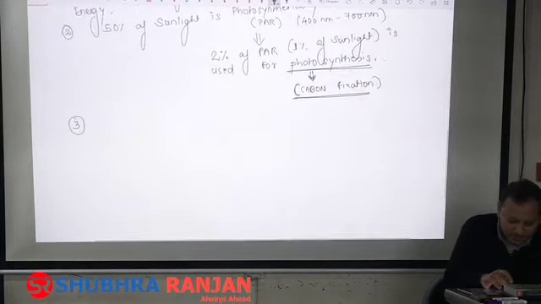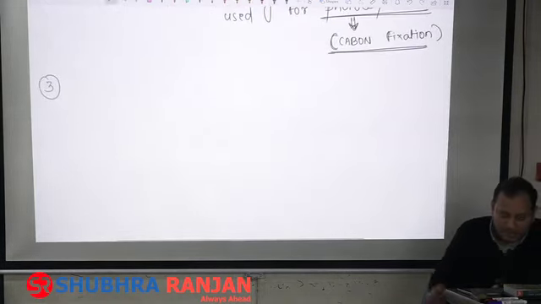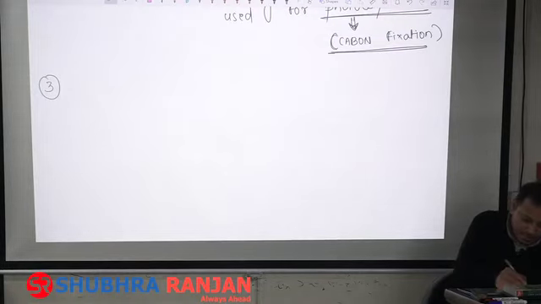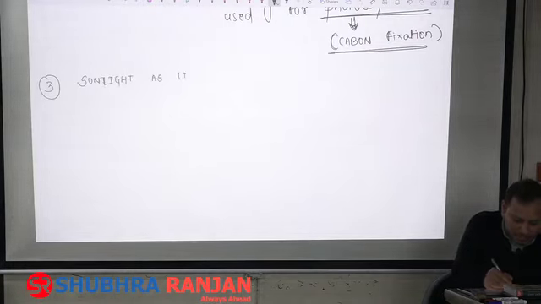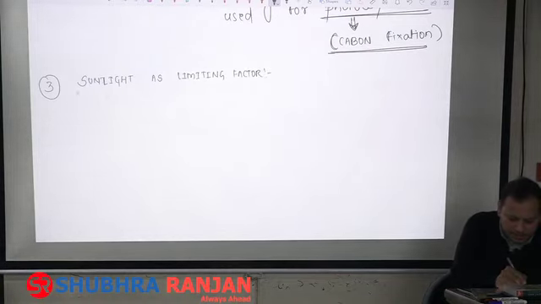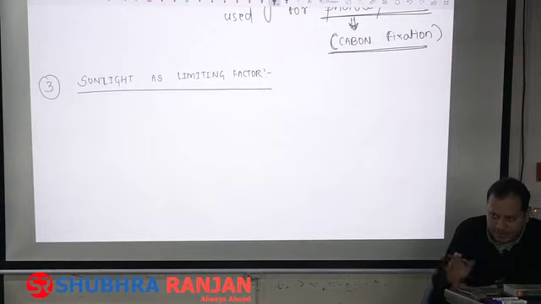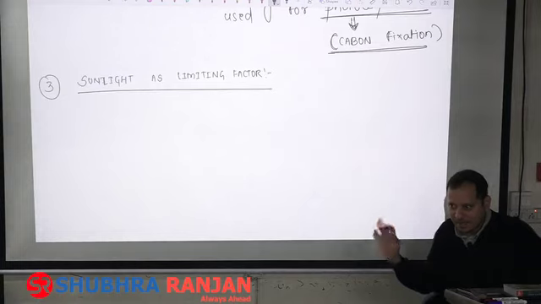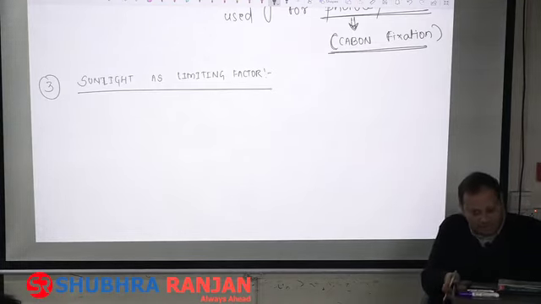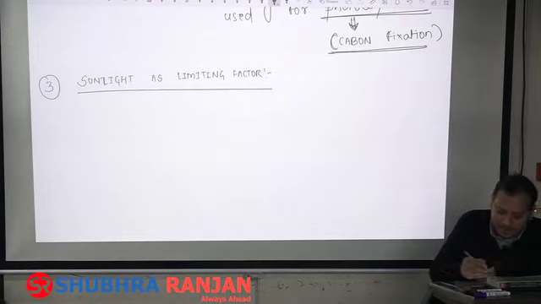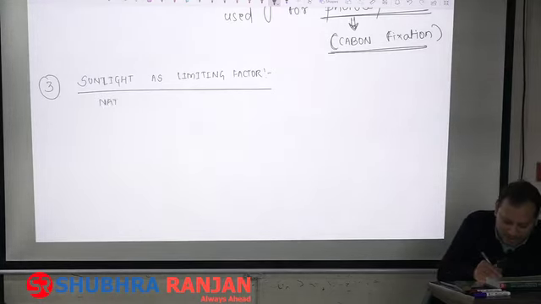Third, sunlight as a limiting factor. I am giving you only points. Is it fine? Or do you want an elaborate description? Is it clear, are the points understandable? Limiting factor means it is available in limited quantity. Where? Natural. First we will see natural.